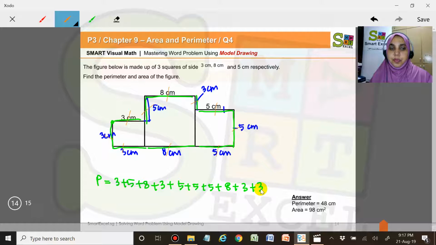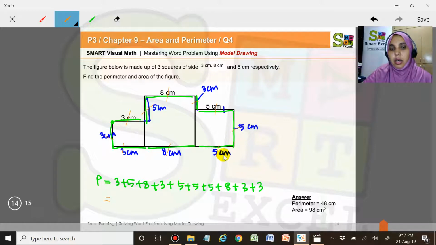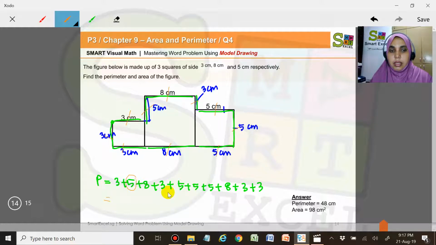Now let's get started in calculating. Personally, I don't encourage my students to add 3 plus 5 plus 8 plus 3. They already learned in the first chapter on whole numbers how to add with groupings. So from here we can make them group all the fives. This will give 5 and 5 is 10.